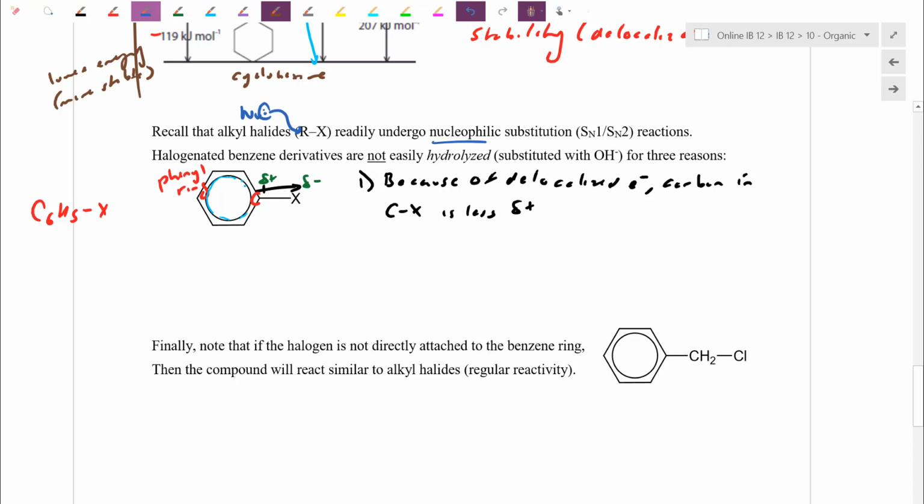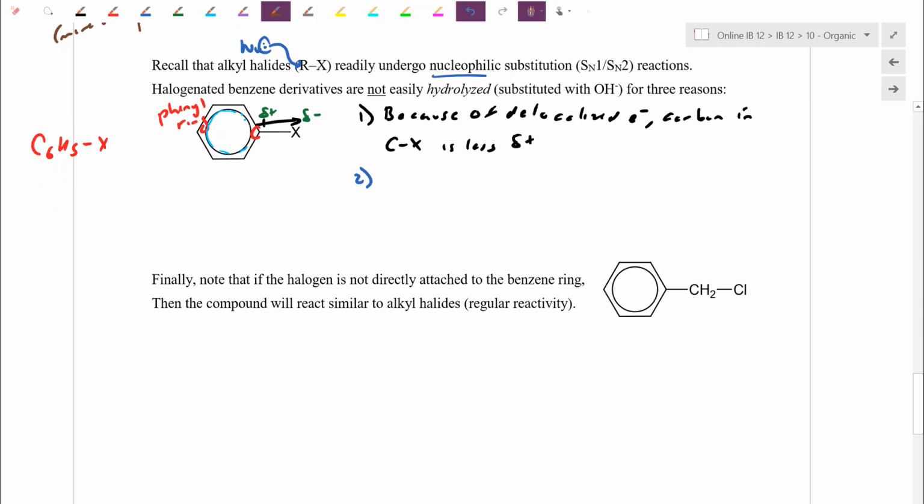That's one. Second is sort of a steric conversation here. The attack of carbon is blocked by the delocalized electrons.